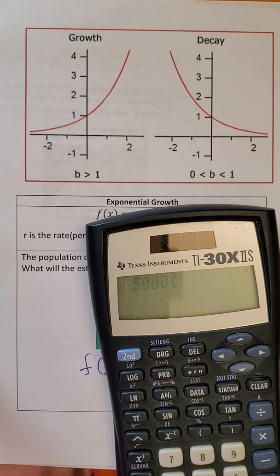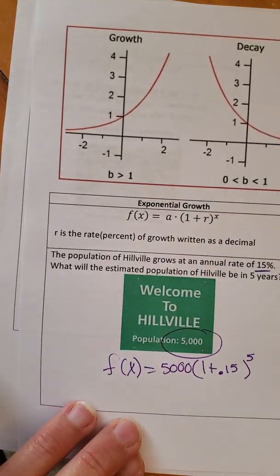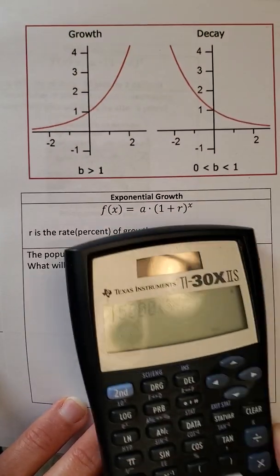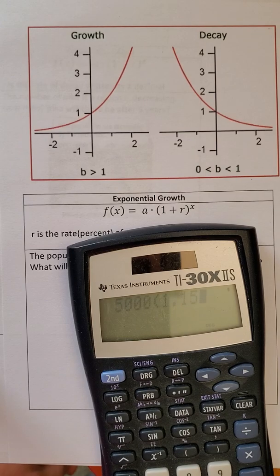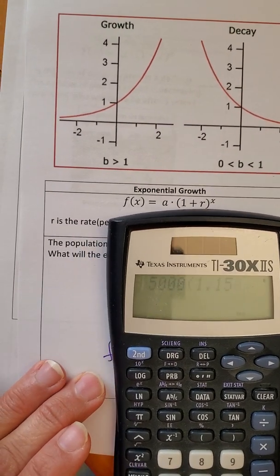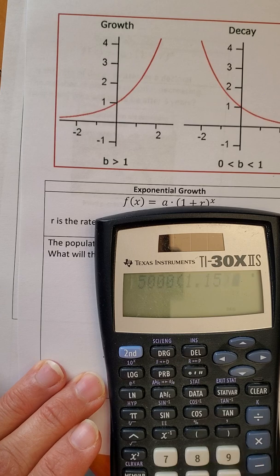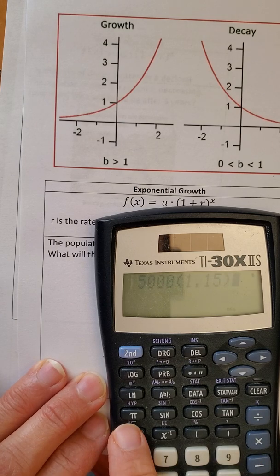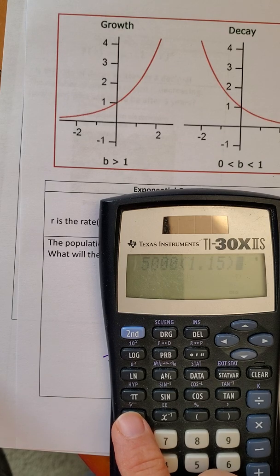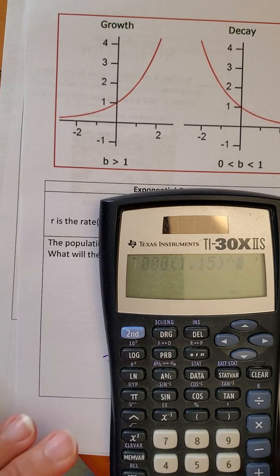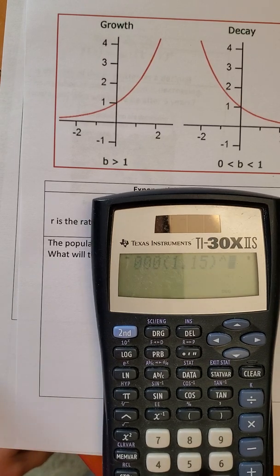So I know that the beginning amount was 5,000. Then I start with my parenthesis. I had 1 plus 0.15. So I'm going to say 1.15 because when I add those together, that's what I get. And then I'm going to end my parenthesis, and I'm going to use this little caret symbol right here. Some of you might not have a caret symbol. You might have an A to the B key where it brings the next thing up to an exponent. That's the key you want to use. And it said 5 years. So that's how I put it in my calculator, and I'm going to press enter.